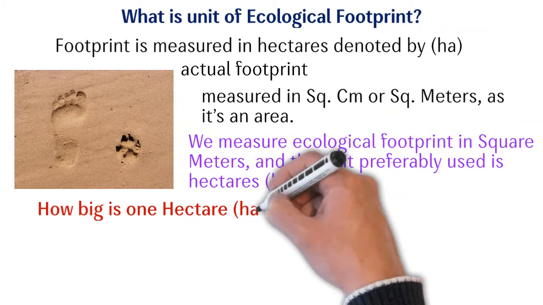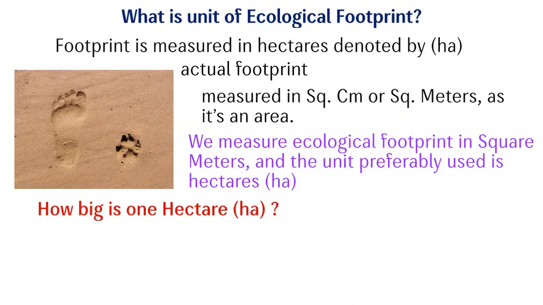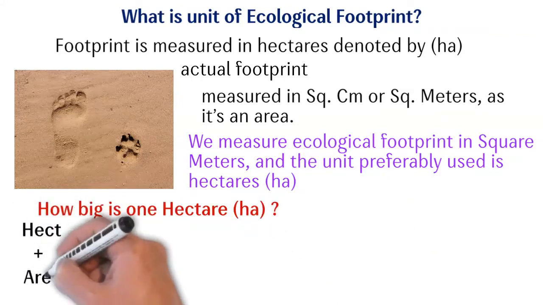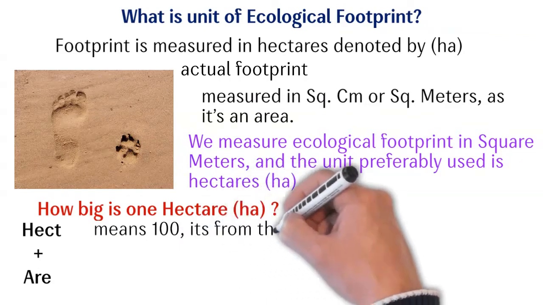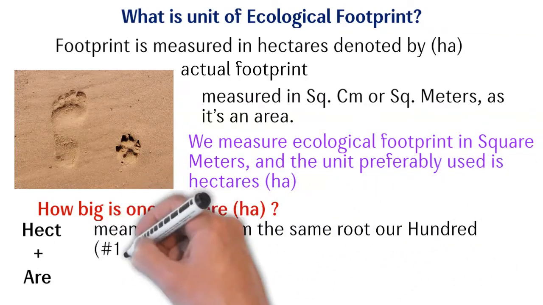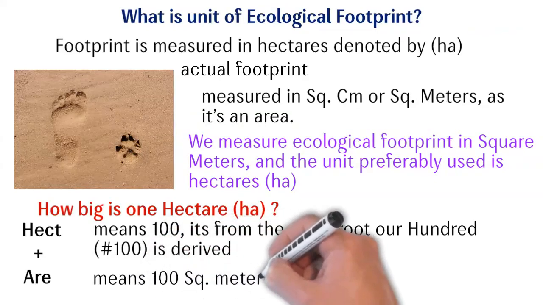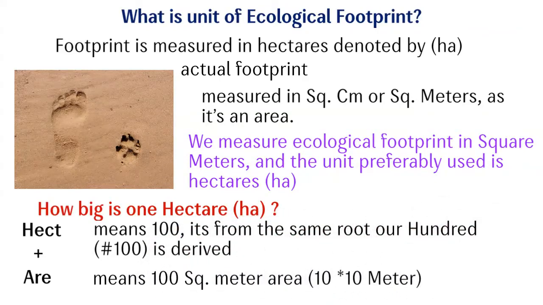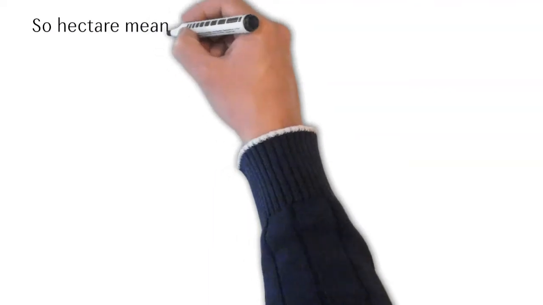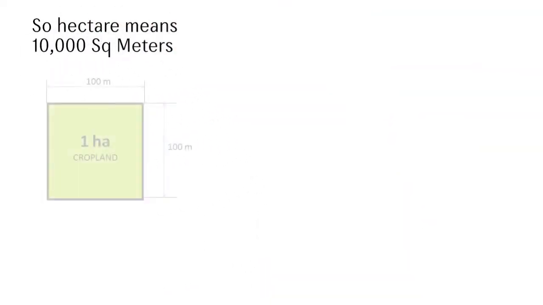How big is 1 hectare? The word hectare is made up of hect and are. Hect means 100. It's from the same root our word hundred is derived. And are means 100 square meter area, meaning 10 by 10 meters. So hectare means 10,000 square meters.